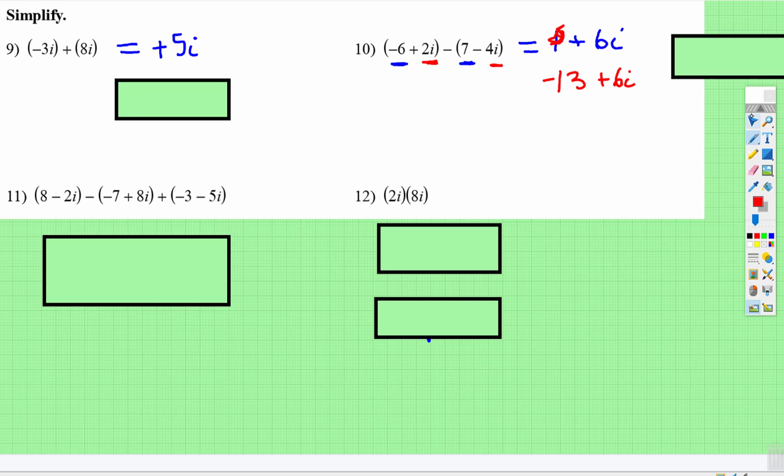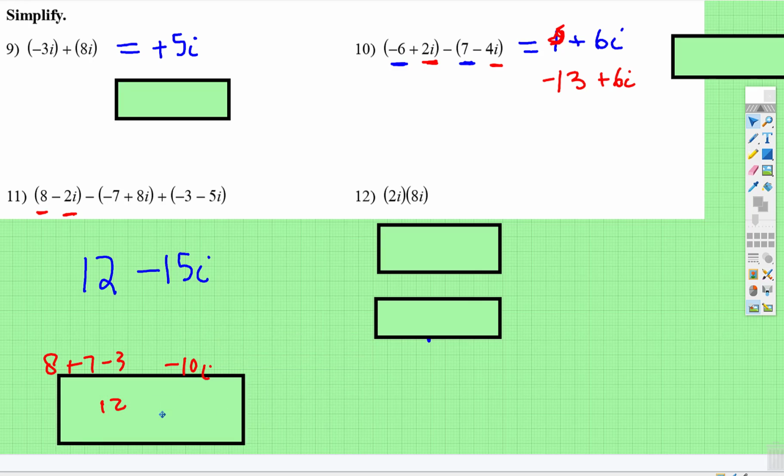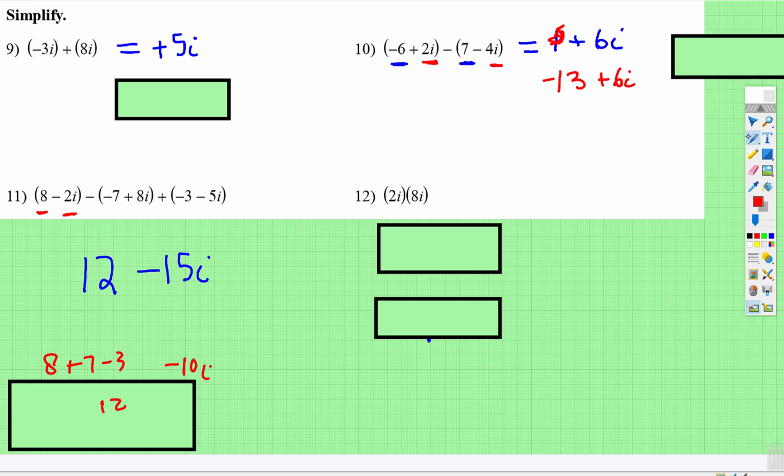Okay, and now down here, hopefully I didn't make an error. We have 8, subtract negative 7, that's like adding 7, so that's 8 plus 7 plus negative 3, so that's 15, subtract 3, which is 12. And now you have negative 2i, subtract 8i, that's negative 10i, plus negative 5i, which is negative 15i. So 12 plus negative 15i, or subtract 15i.